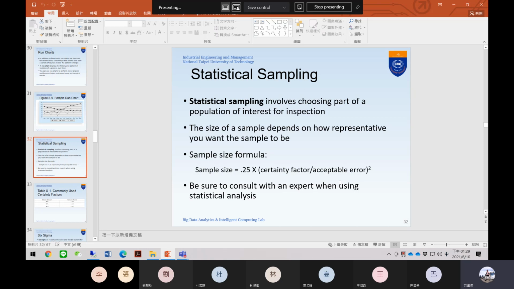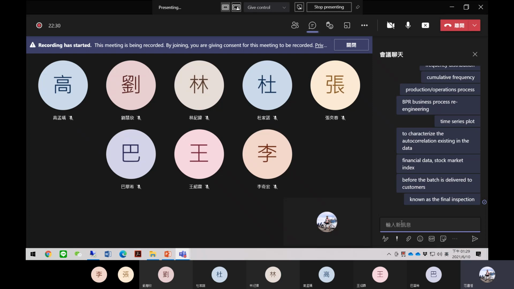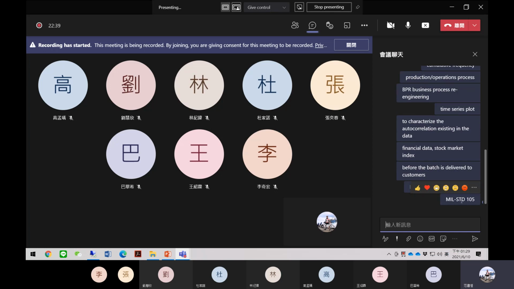The sample size formula equals 25% times a certain factor over the acceptance error squared. So there are a lot of different formulas for sample size determination. It depends. So you might refer to the handbook, MIL-STD-105. This is Military Standard 105, developed about 40 years ago by the military office of the United States.